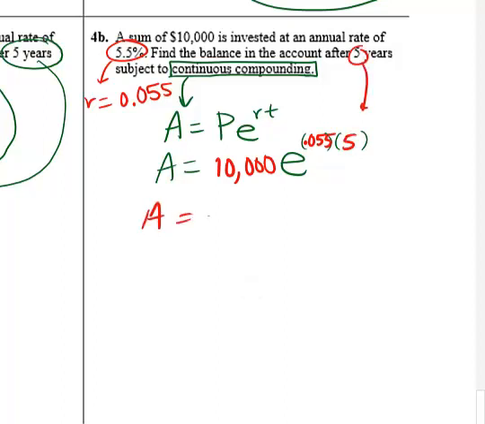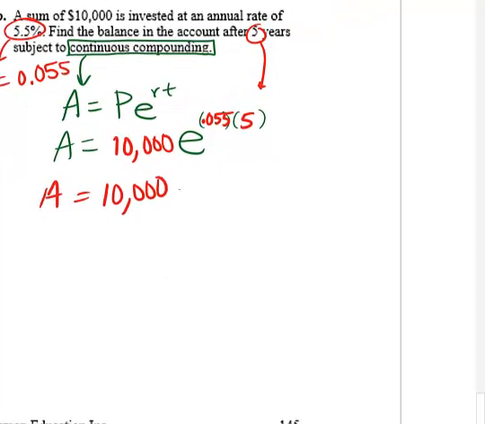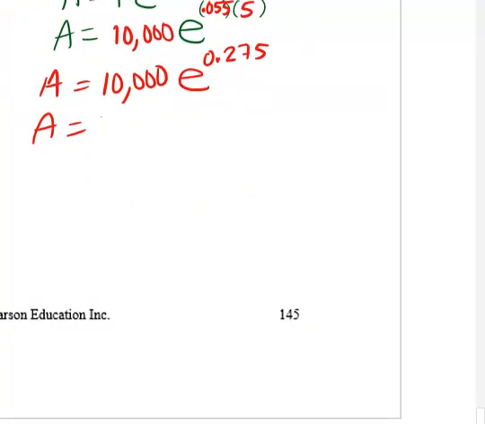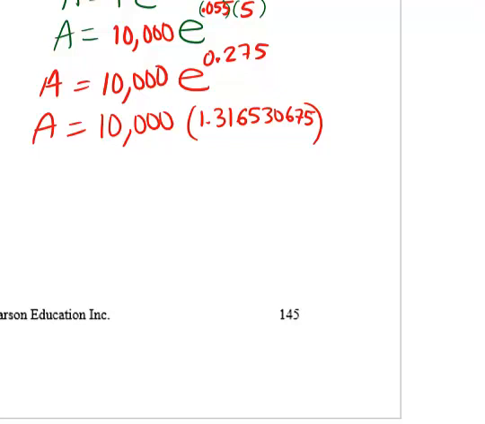All right, and then I'm going to do this in stages just to show what's going on. 10,000, e to the, let's see, what's 0.055 times 5? 0.275. All right, my next step will be to raise e to that power on my calculator. And like I said, you don't have to write that here. If you're doing this on an exam or a quiz, you don't have to show every step. It's just good in case you're not sure what's going on. But when I do e to the power of 0.275, I get 1.31653..., and I would try not to round it until the very end. So that number I just wrote is about 1.3, but don't round it because that could actually matter. Let's see, and we'll multiply that by 10,000.